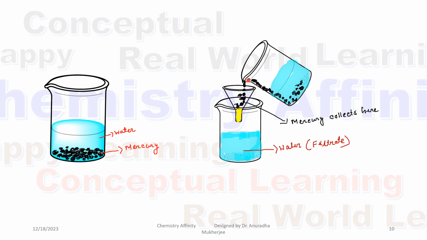Now we have to filter it or decant it. Then mercury collects inside the funnel and water collects inside the beaker. So this is the way we can separate the mixture of mercury and water.